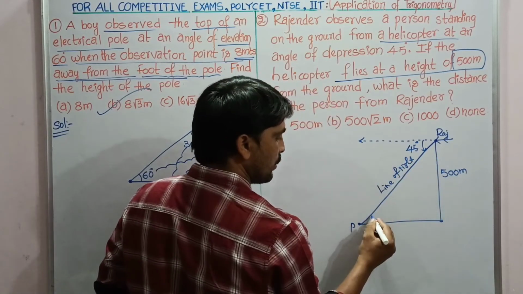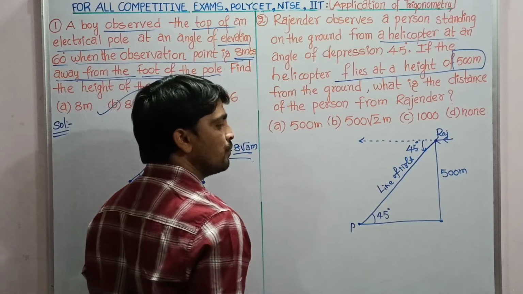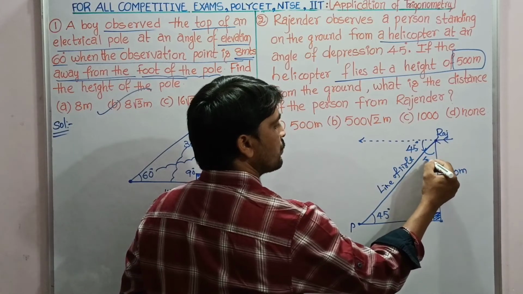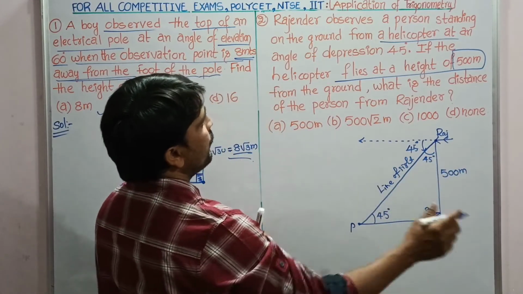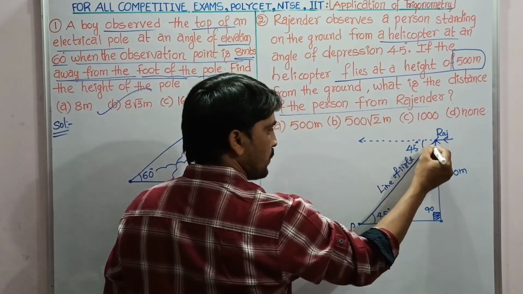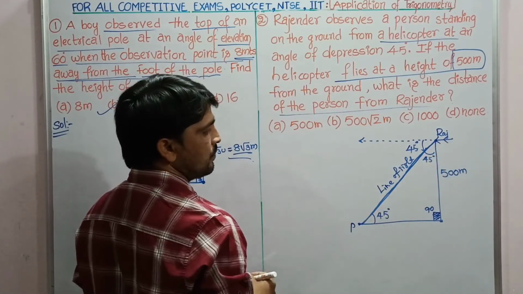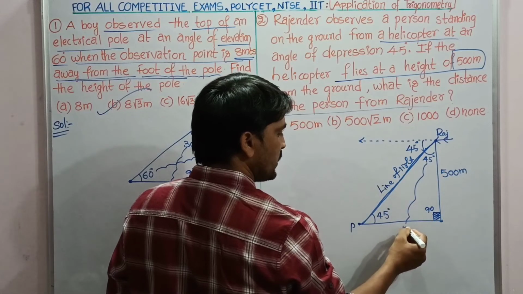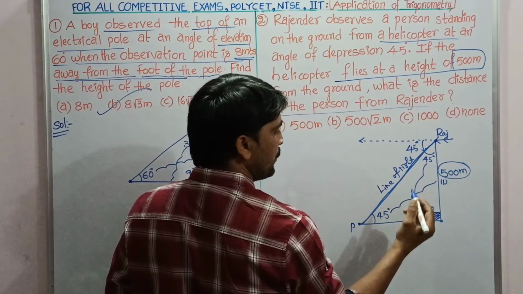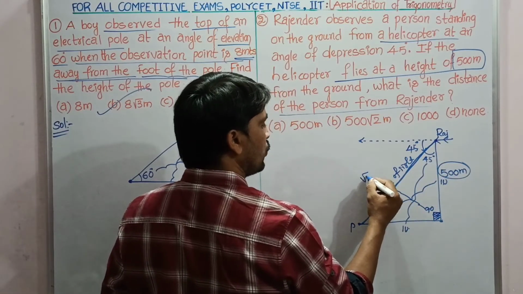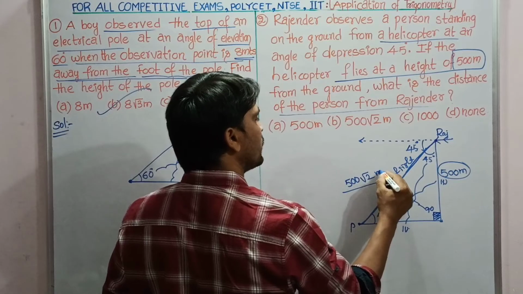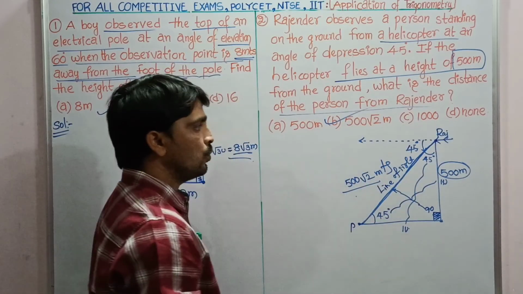This angle of depression is equal to the angle of elevation. This is also 45 degrees. Now this is a right angle triangle. This is 90, then automatically it becomes 45 degrees here also. But we have to find the distance of the person from Rajendra. The distance from Rajendra is this line. We have to find this value. Opposite to 45 degrees is 1 unit, so this is also 1 unit. That is, 1 unit value is 500 meters. Then opposite to 90 degrees is root 2 units. So 1 unit value is 500, then root 2 units value is 500 root 2 meters. So the answer is 500 root 2 meters.